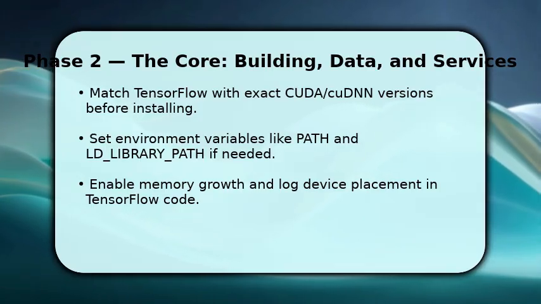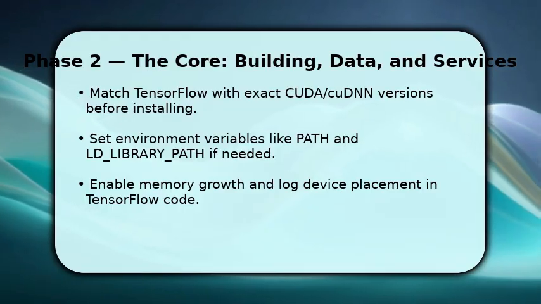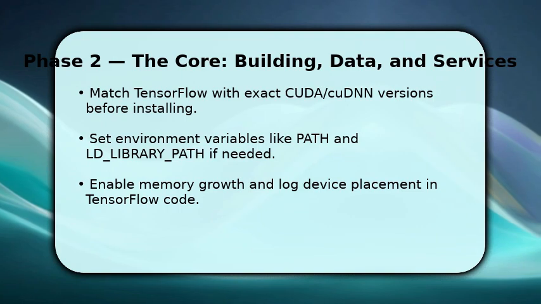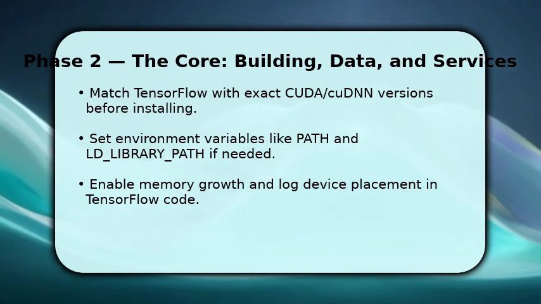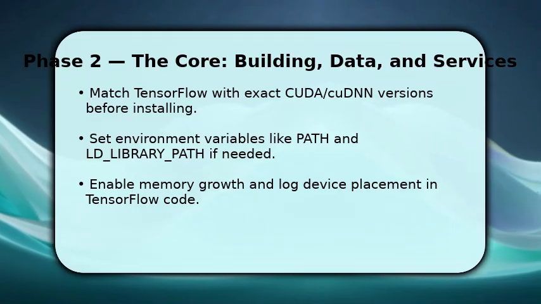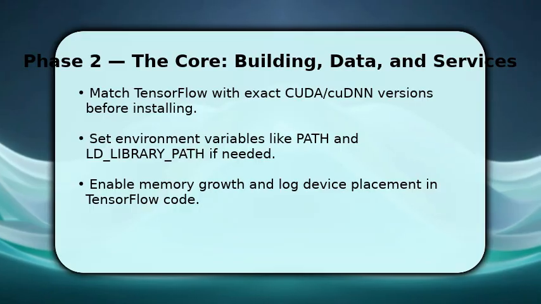In code, enable GPU memory growth with tf.config.experimental.set_memory_growth, and optionally set tf.debugging.set_log_device_placement(True) so you see where ops run. Finally, run a small matrix multiply or model fit to confirm execution on the GPU.